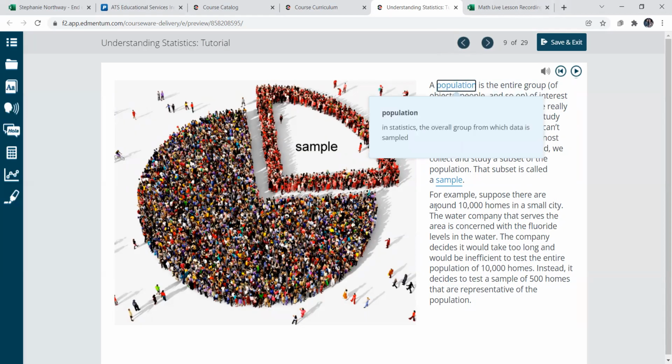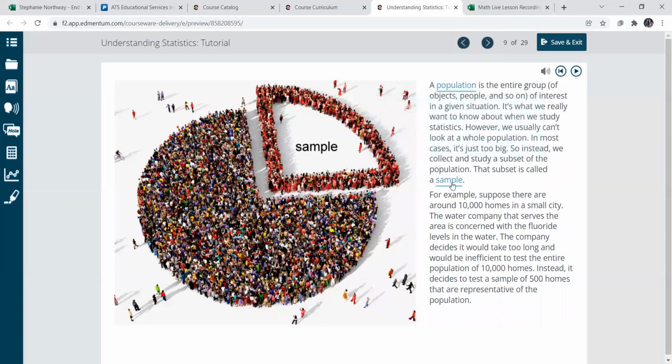Population, okay. Overall, the group in which the data is sampled. So here's the whole population of whatever this is, and then the sample is just like a random selection of a group of people. The subset of the population that's analyzed is the sample. So say there's 1,000 people, they surveyed 300 people, something like that.